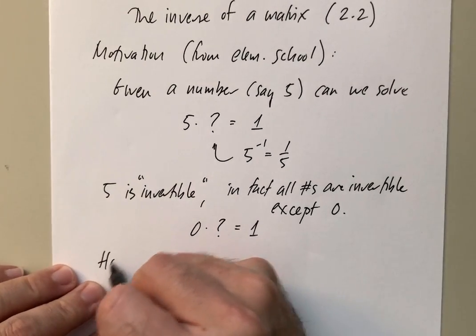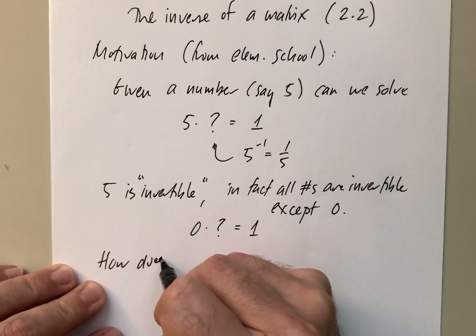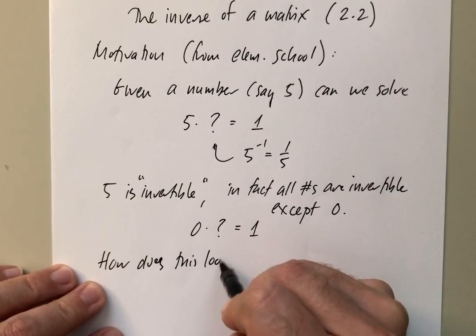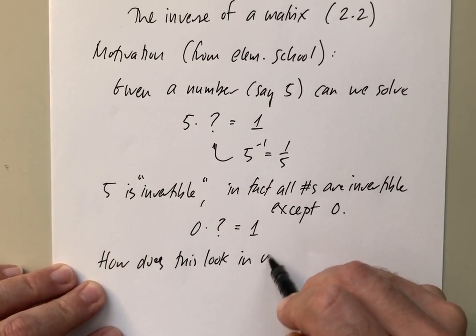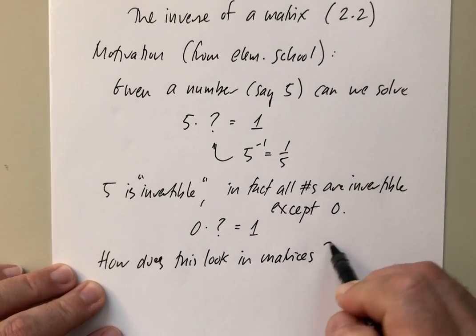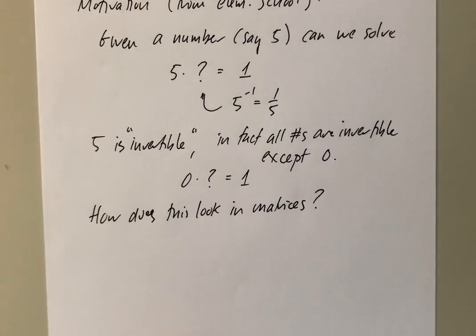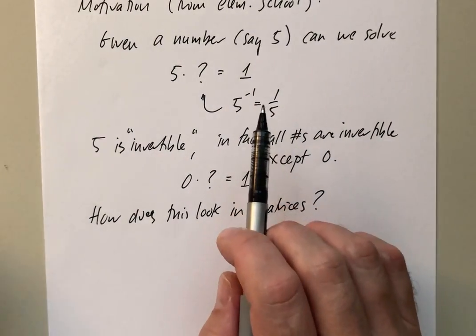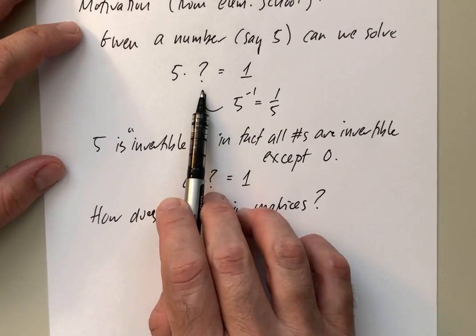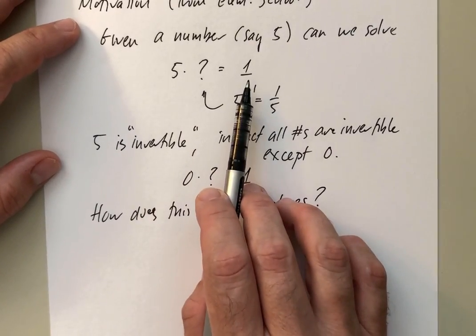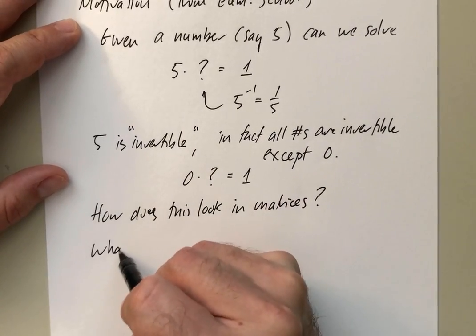So how does this look, the story, in the world of matrices? That's what we're going to address today. What I first need to do is decide what the players are going to be. I know what matrix multiplication is. What I don't quite know is what is 1. So what plays the role of 1?